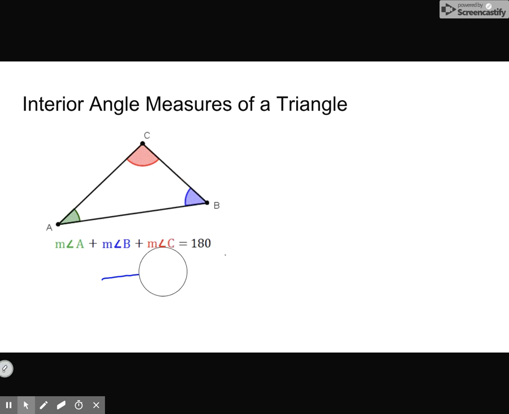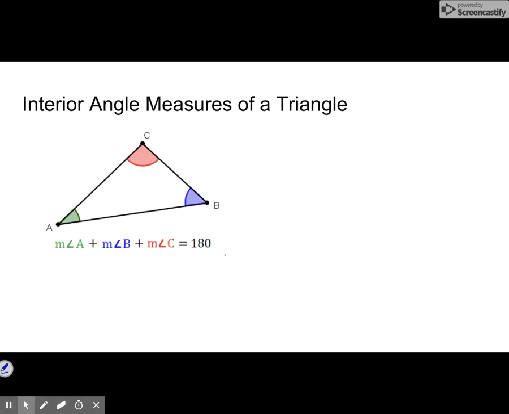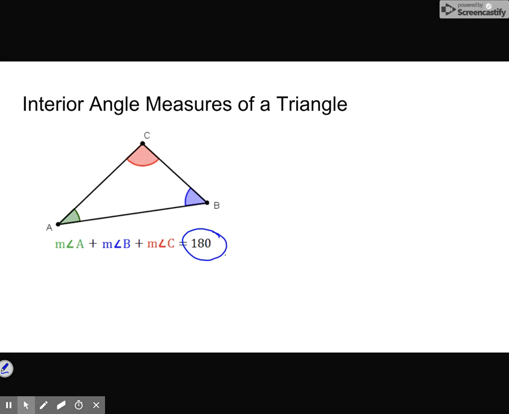The interior angles of a triangle have a unique fact that they add up to 180 degrees. So our three angles together will always add up to 180 degrees, no matter what, as long as they're interior. We can use this fact to help find missing angle measures.